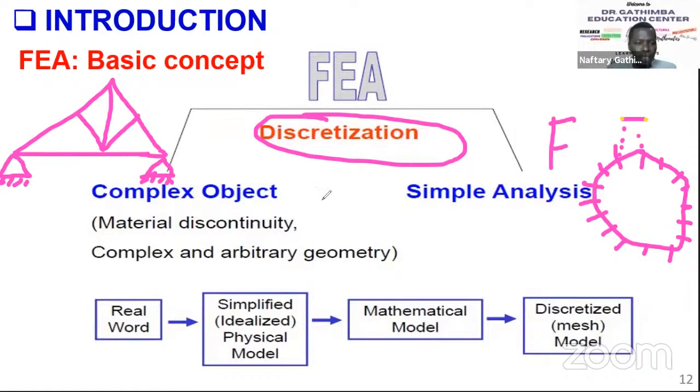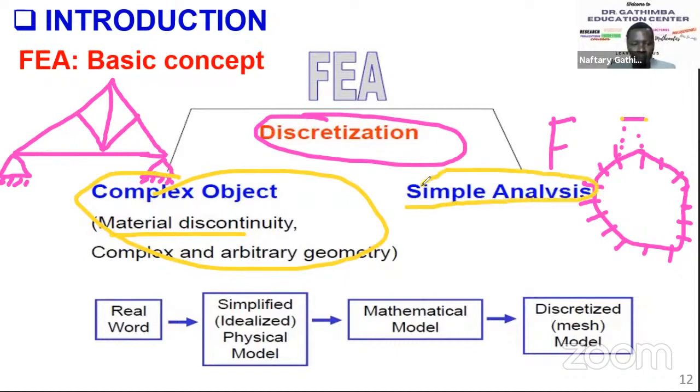Okay, so we take a complex body. It could be complex in terms of material, in terms of geometry, in terms of boundary condition. And then through breaking down, we simplify. Now we have a simple analysis. So in the real world, we have a complex body. We simplify it, we idealize it in terms of a physical model.